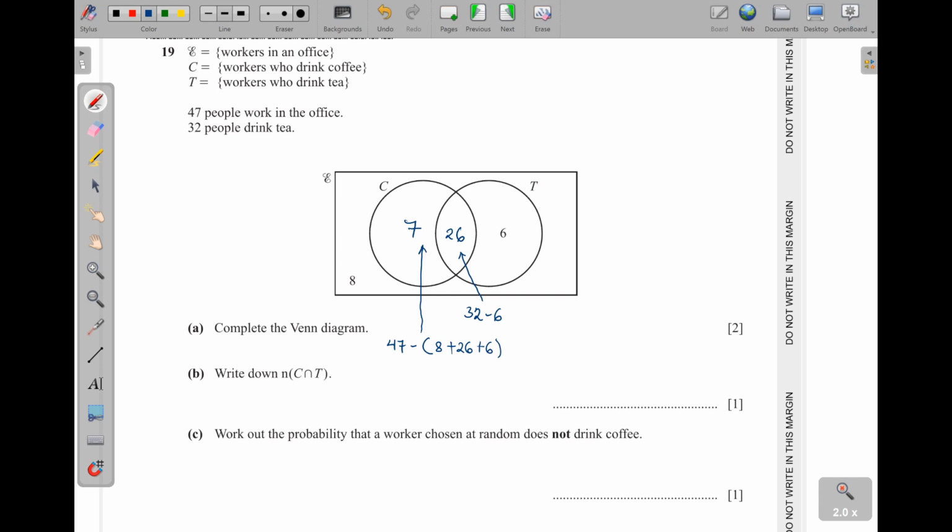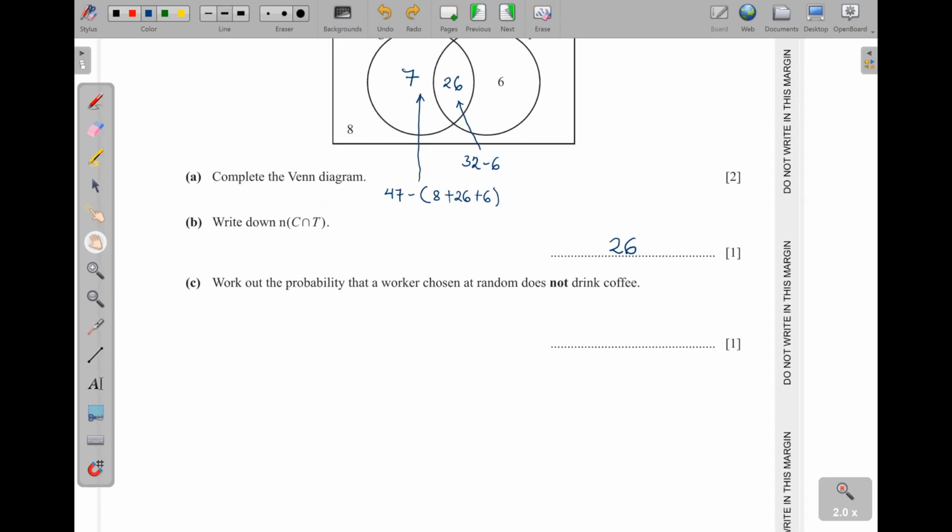Part B, write down n of C intersection T, the number of those in C intersection T, that is 26. And then part C, work out the probability that a worker chosen at random does not drink coffee. Does not drink coffee. So you look at the set of coffee here. Then what remains is what is outside of C, which is going to be the 6 and then the 8. So I will say 6 plus 8.